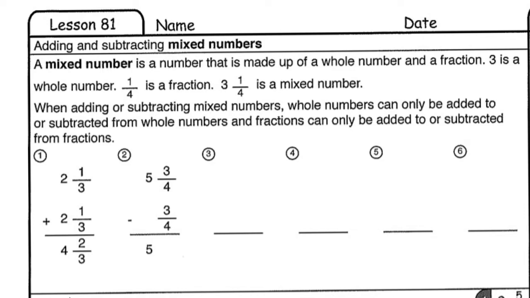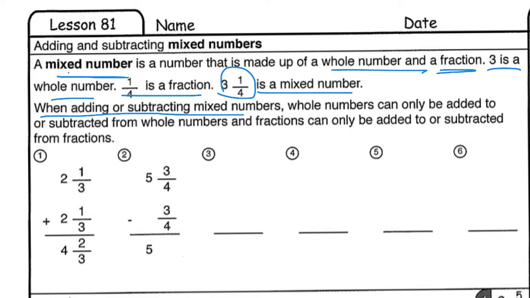So you're going to have a new vocabulary word for math to learn today, which is mixed number right here. A mixed number is a number that is made up of a whole number and a fraction. 3 is a whole number, 1/4 is a fraction. So 3 and 1/4 is a mixed number. It involves a whole number and a fraction.